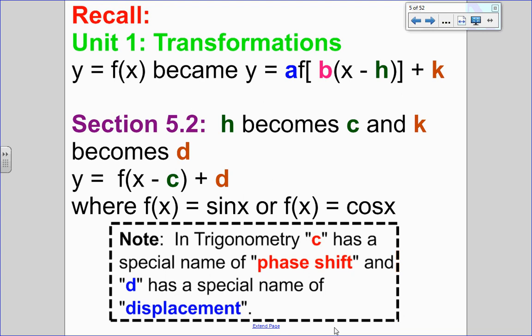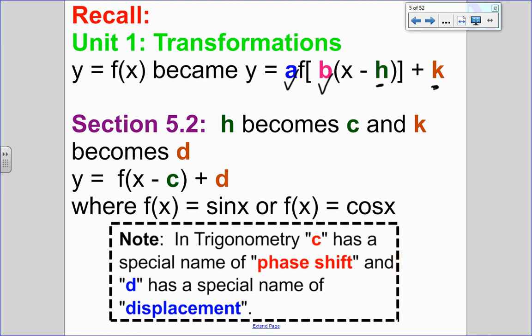We looked at, in the last one using our chapter 1 transformation, what happens with A and B. So in this case here, we're going to look at H and K. Now in trigonometry, we just changed the letters. They have their own letters. So H becomes C and K becomes D. I don't have a good reason on why we changed those parameters, but that's what happens.